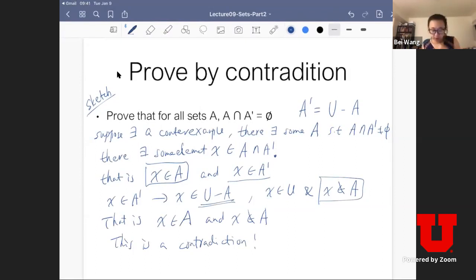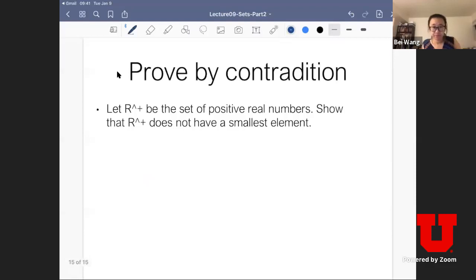Okay, so let's look at the next one, and this is the last question of today. I would suggest you turn off the video again and try to solve this on your own. This will probably take 2 or 3 minutes. Let R plus denote the set of positive real numbers. We want to show it does not have a smallest element.